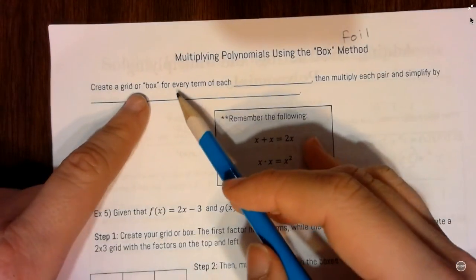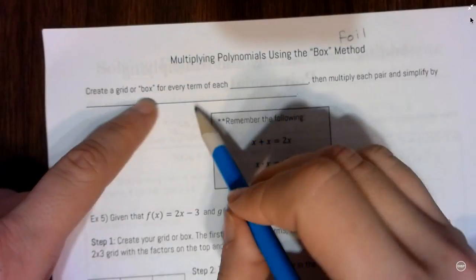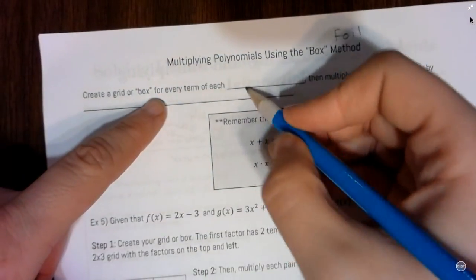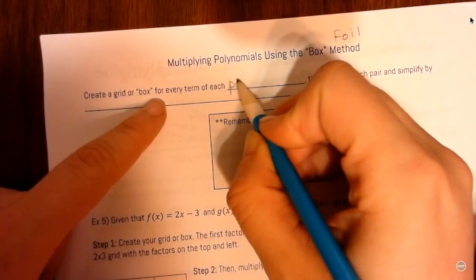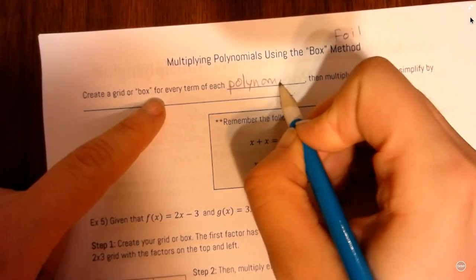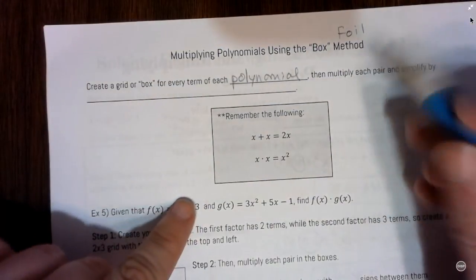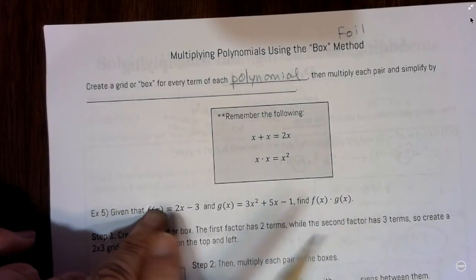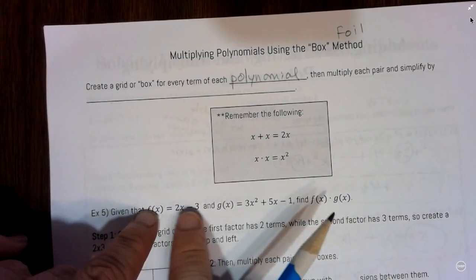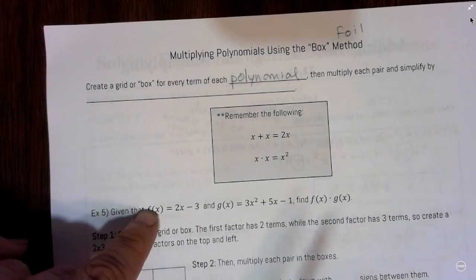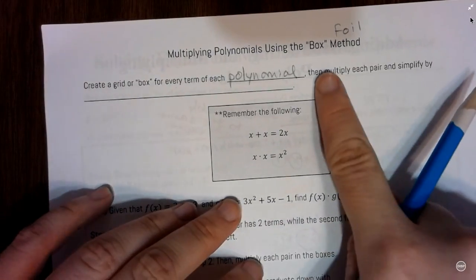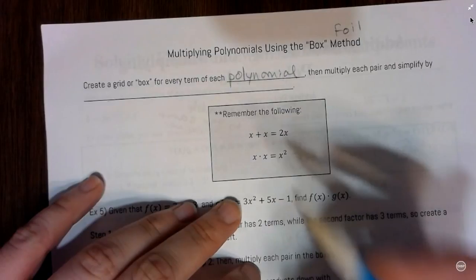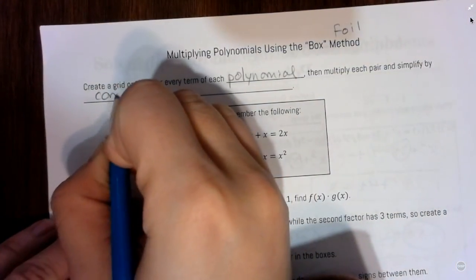You are going to create a grid or box for every term of each polynomial. So like this is a polynomial and this is a polynomial, and these are terms, 2x, negative 3, 3x squared, and so on. Those are terms. Then multiply each pair and simplify by combining like terms.